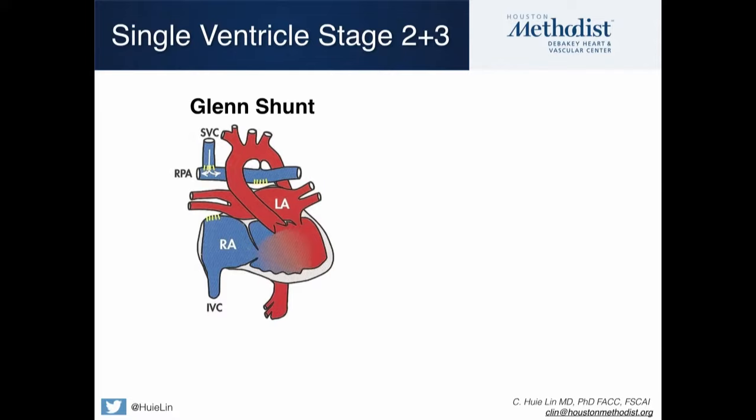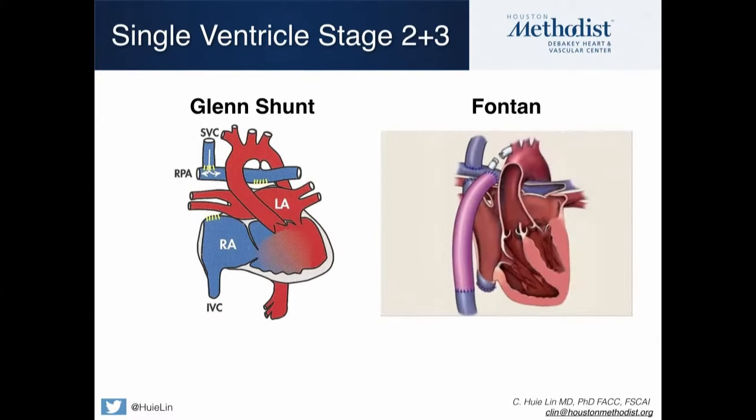Then finally, the third stage is called the Fontan. And typically in the Fontan, what happens is that the lower extremity venous circulation is now baffled to the pulmonary arterial circulation as well. So you have both SVC and IVC venous blood flows returning to the pulmonary arterial circulation. And then, of course, what gets pumped through the systemic ventricle is only the pulmonary venous return, so that the patient is no longer blue.